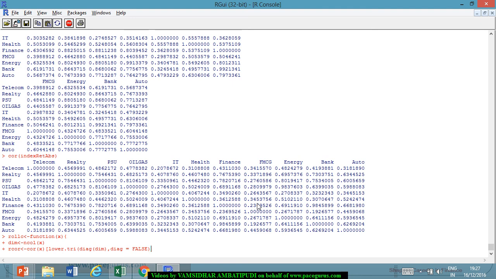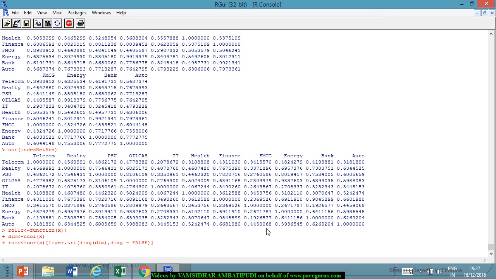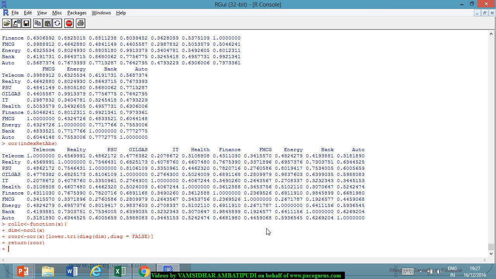So I'm computing the overall correlation, but within that, across the diagonal, I'm not considering the diagonal, but only the lower part of the triangle is what I'm taking, which means these are the different values that I'm considering. Only these values would be considered as a part of the rollover correlation. So this is what would be finally returned. I'm returning all the rollover correlation values. So this is where my function is ending.